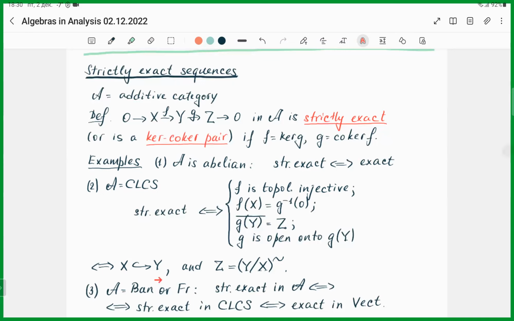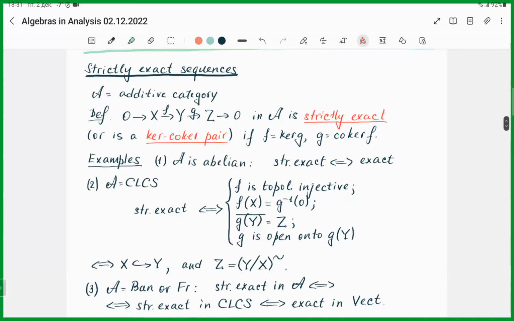And finally, if A is the category of Banach spaces, or the category of Fréchet spaces, then it turns out that a sequence in this category is strictly exact if and only if it is strictly exact in the category of all complete locally convex spaces. And this happens if and only if it is exact in the category of vector spaces. This is a simple exercise in functional analysis. In fact, if it is exact in the category of vector spaces, then the open mapping theorem implies that f is topologically injective, because it is injective and its range is closed.